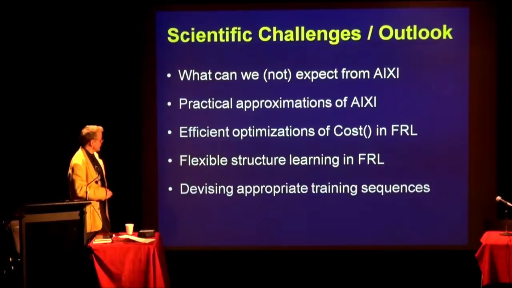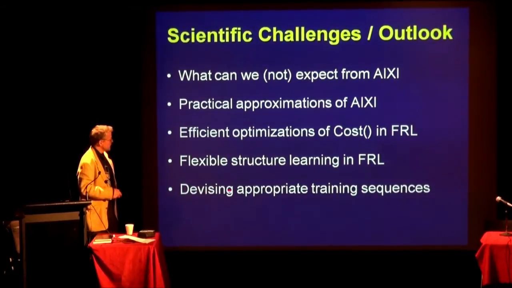Okay, and one final important point is that since IXC is a reinforcement learner, you have to design training sequences. You wouldn't switch it on and ask what is the meaning of life, right? That's probably too hard. You have to start with simpler problems and then go up, like you do with human children. And you can devise better and worse training sequences to make it easier or harder for IXC to learn.